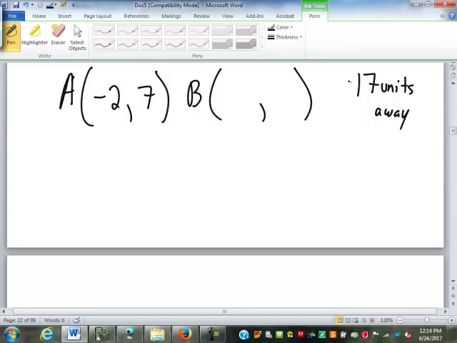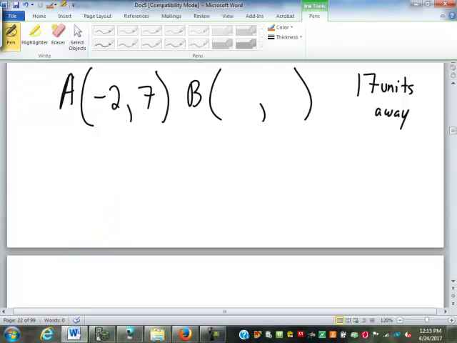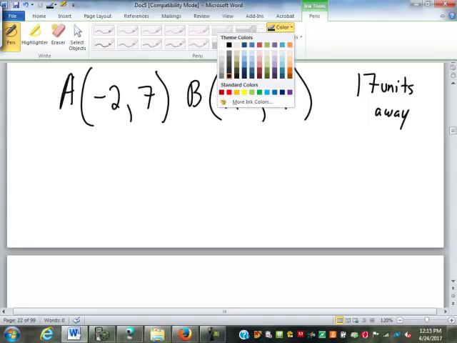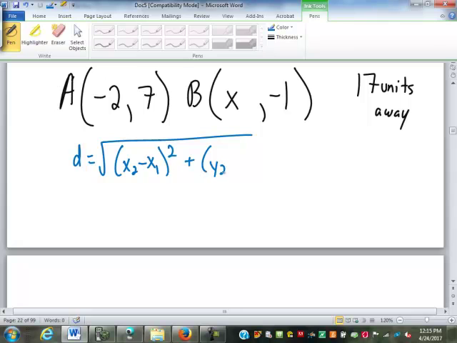So, in fact, if we don't know one of the coordinates of B, A is at -2, 7 is right here. 17 units away from that actually forms a circle around that point. There would be any one of that infinite number of points on that circle. So we need more information. So I'm going to tell you that the y coordinate is -1, and I just want to find the x coordinate. So we're dealing with that distance or length formula. We can only find one missing coordinate in an endpoint. So our distance is the square root of x2 minus x1 squared plus y2 minus y1 squared.